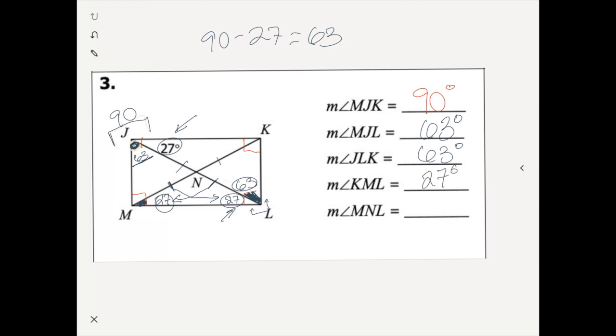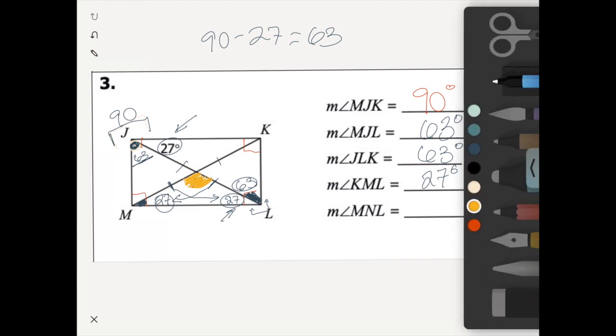The last one is angle MNL. MNL is right here, directly in the middle. So we need to find this angle. We can already see it's an obtuse angle, so it's going to be bigger than 90 degrees. So if you're thinking it's 63 or 27 or 90, that's wrong. It's going to be bigger than 90 because if you look at it, it's an obtuse angle. And obtuse angles are between 90 and 180.